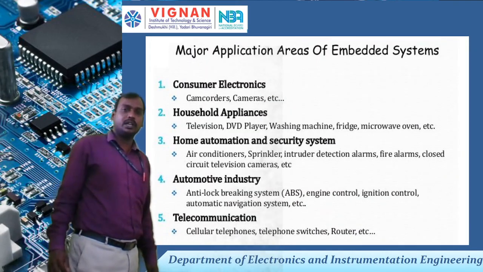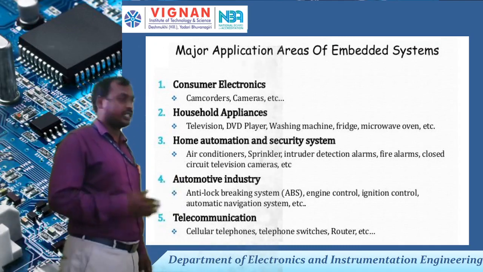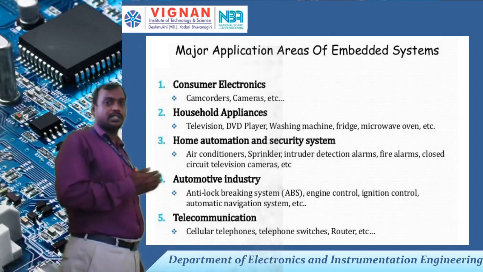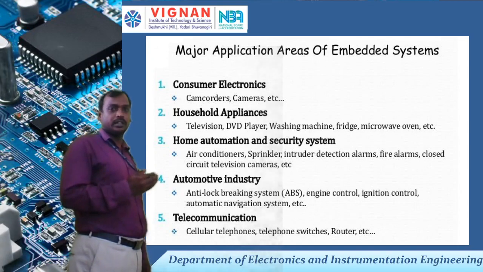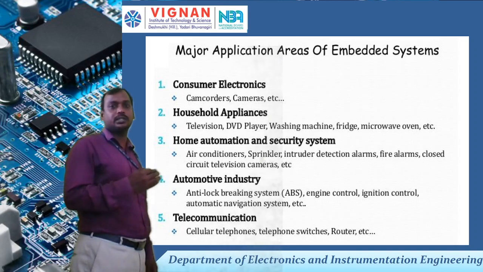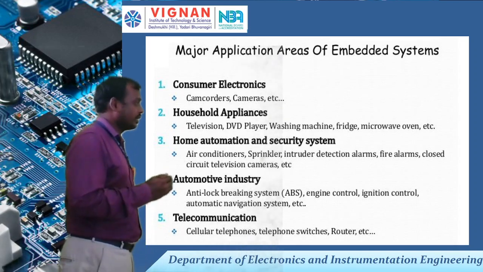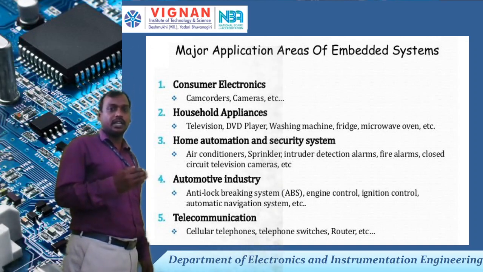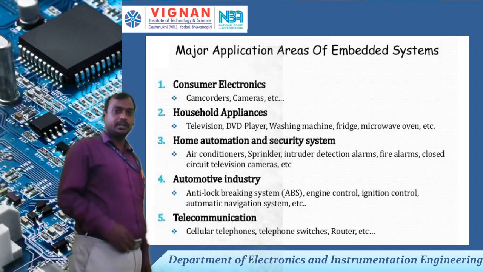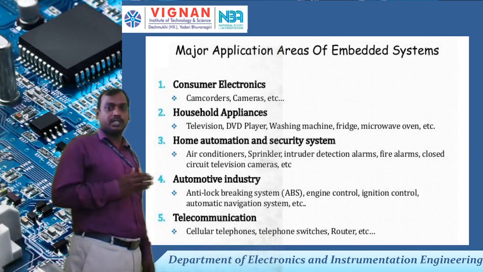Next is the major application areas of embedded systems. Consumer electronics: camcorders, cameras, etc. Nowadays cameras can take video and store the data. That is one application. A camcorder, or a cell phone camera, can take video and store that data. Next, household appliances. Here we have television, DVD player, washing machine, fridge, and microwave.